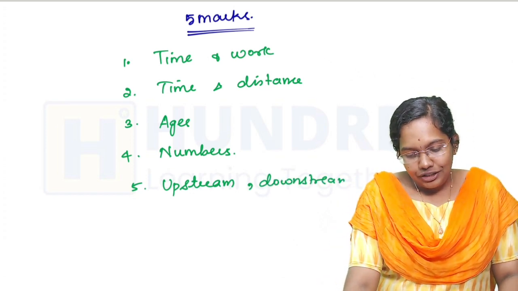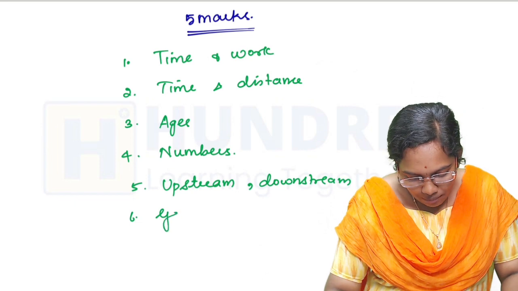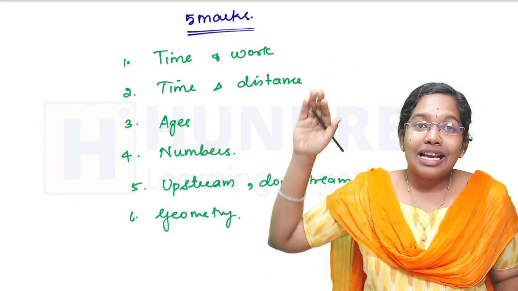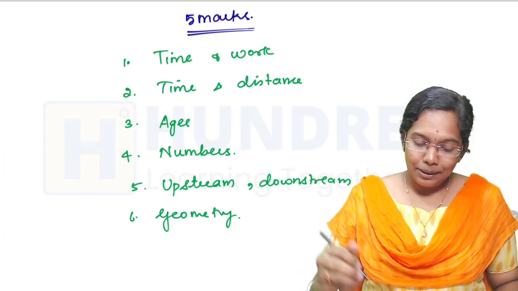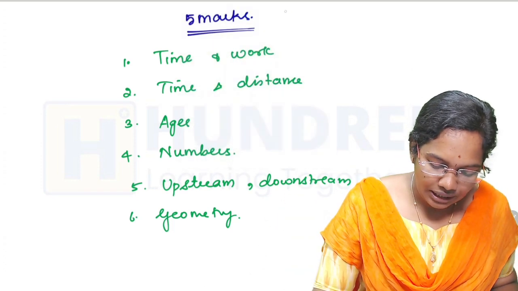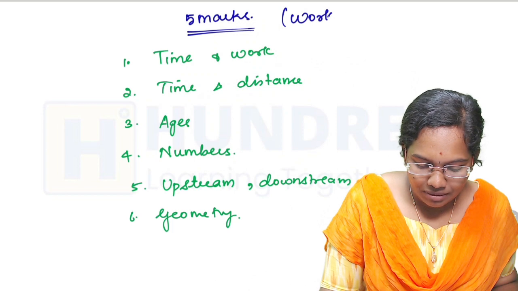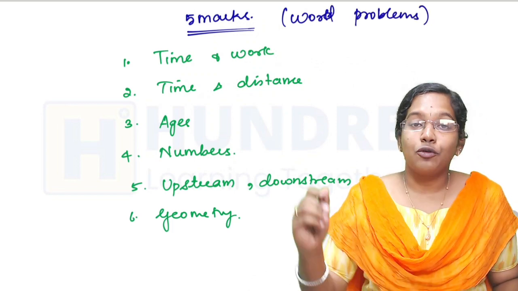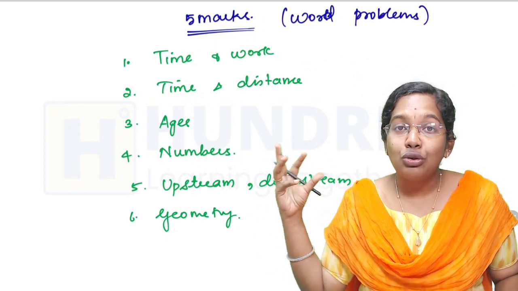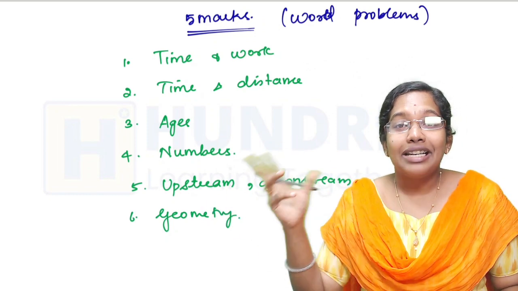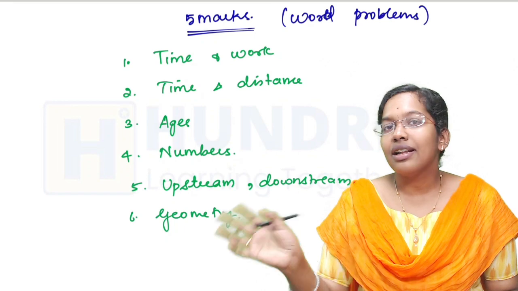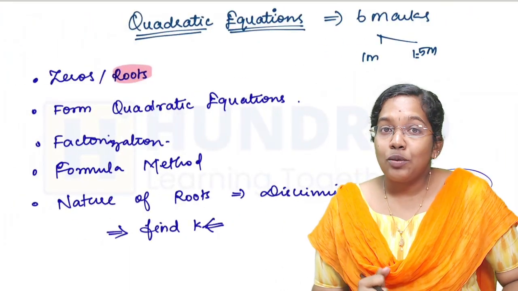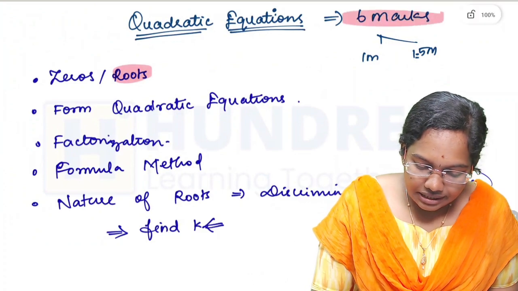Then what kind of sums will you have? There will be geometry related quadratic equations, okay? So these kinds of questions are word problems, which are for 5 marks, okay? So you have to be prepared for this kind of sums, okay? From these word problems, you have to know how to convert the statement into the quadratic equation. Then the rest is easy. So in this quadratic equations chapter, you can easily get the 6 marks, okay?